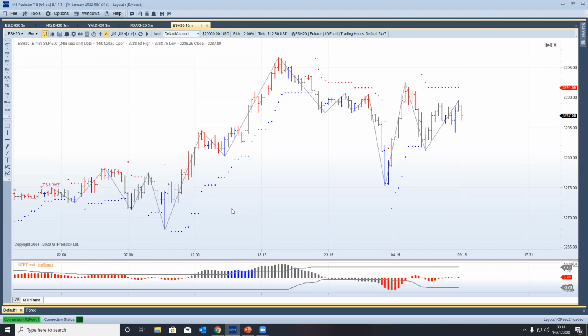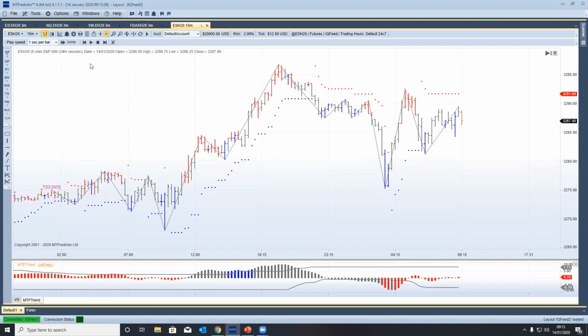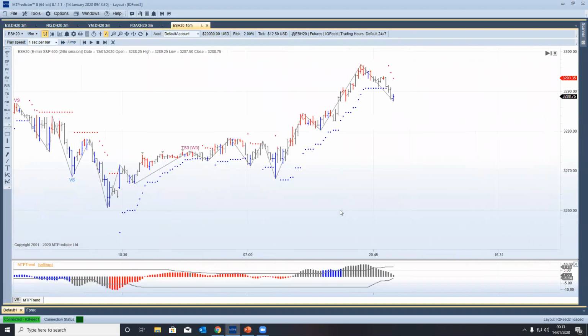But which DPs or which pivots do we use to start with? So I'm just going to go back in time a bit, up to here somewhere, and have a look at this chart.